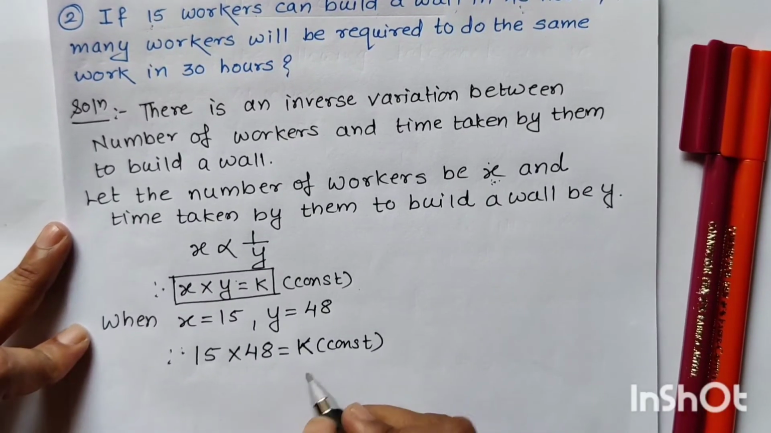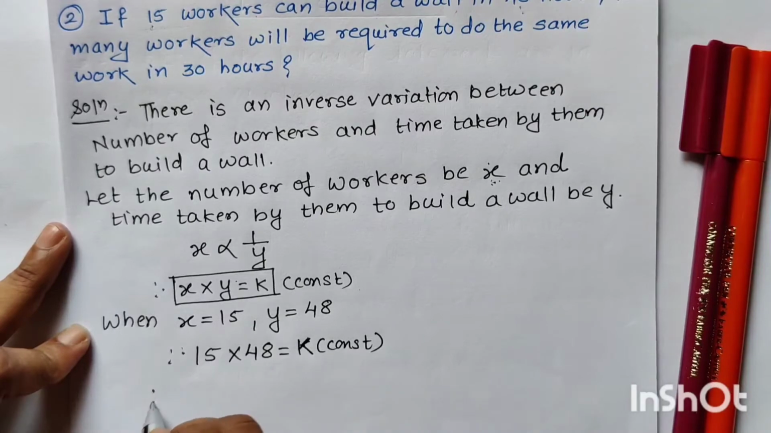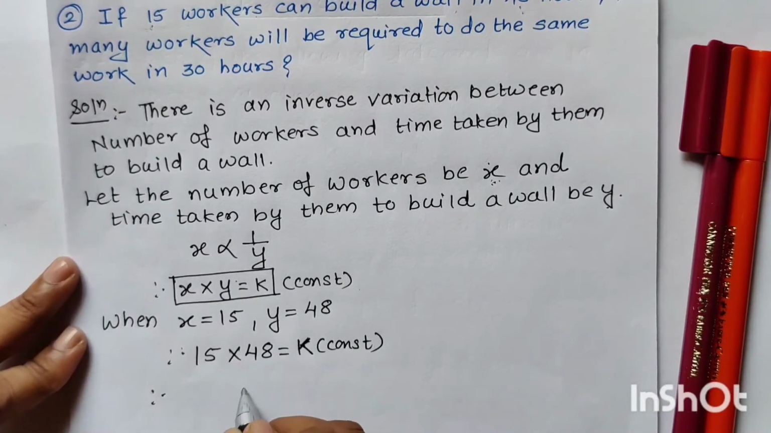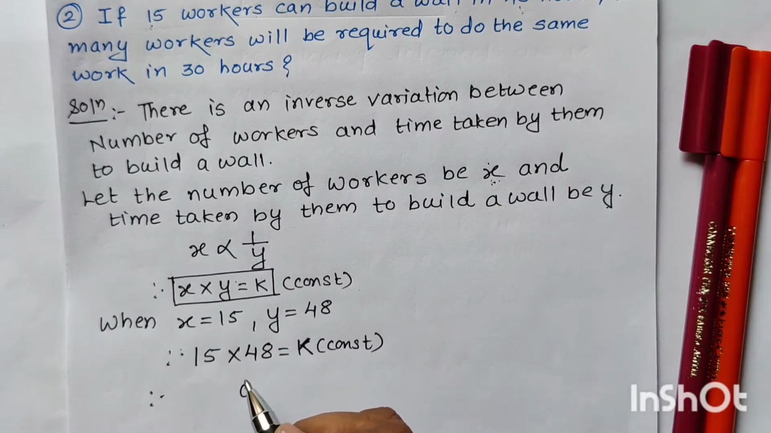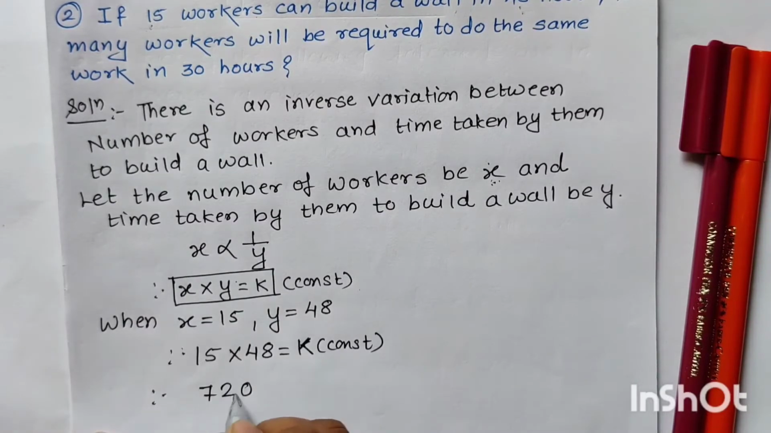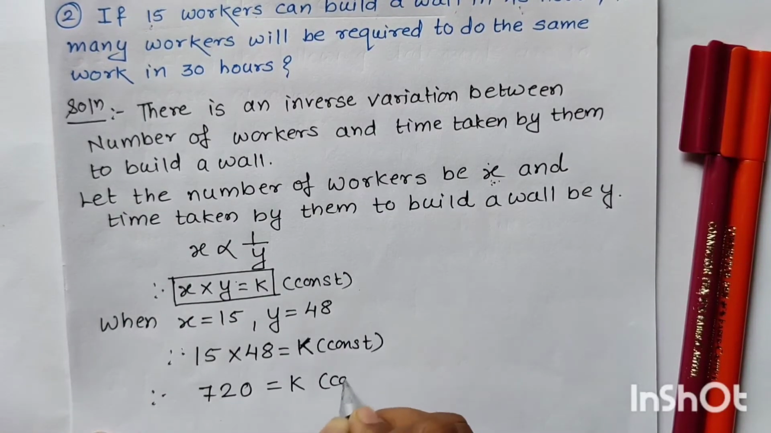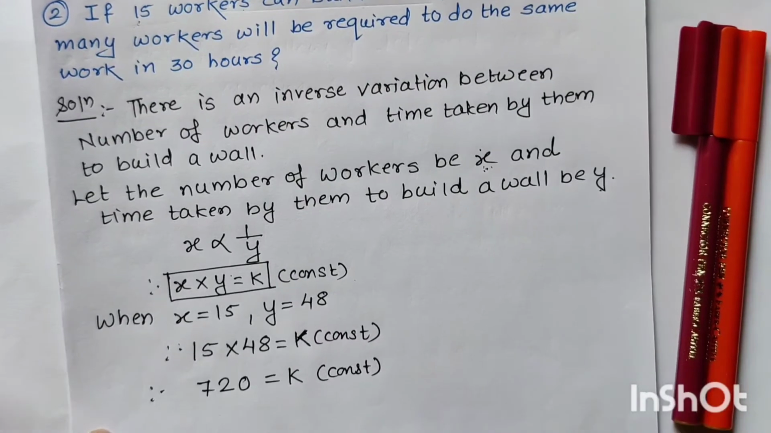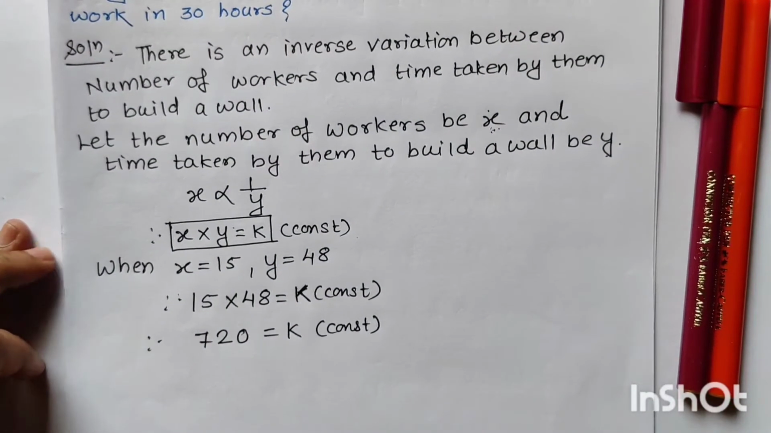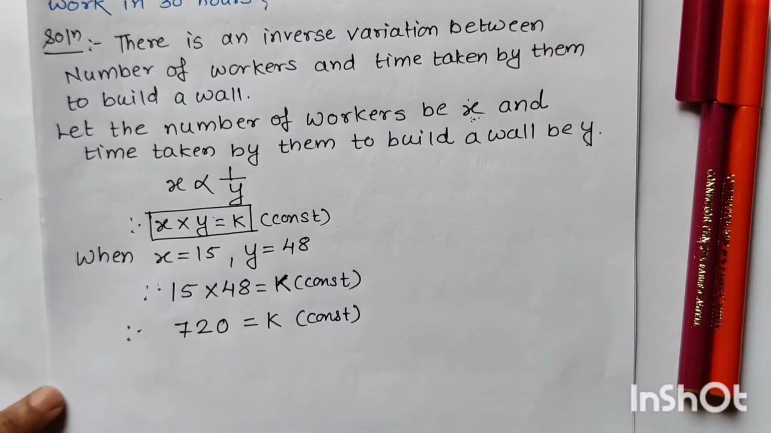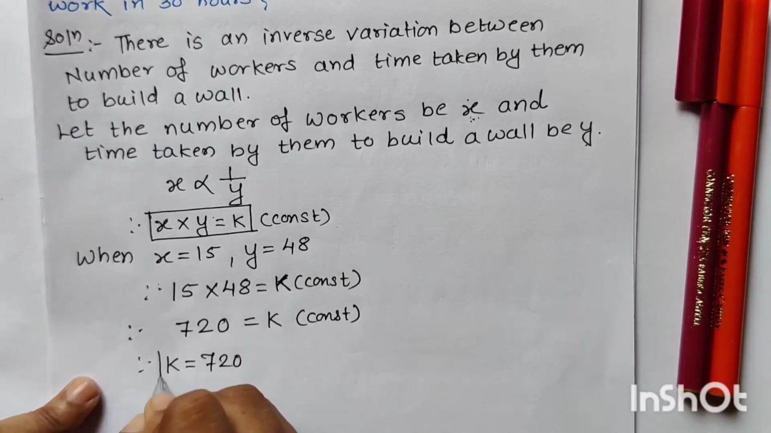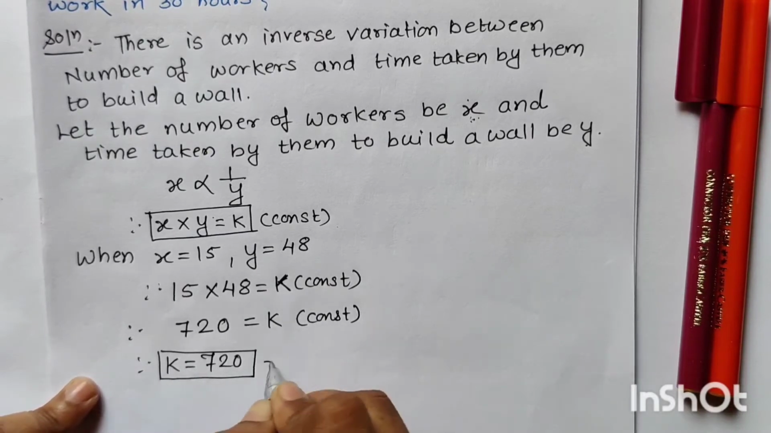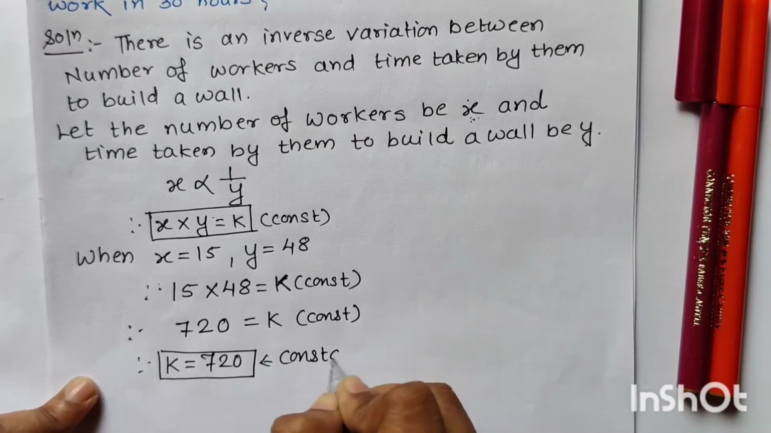Now 15 into 48. 15 8s are 120, 0, 12 carrying. 15 4s are 60. 60 plus 12, we are getting 720 is equal to K constant. So the K value we are getting is 720. So we write it as the constant of variation. After getting the K value, you all know what we have to do. K is equal to 720 is our constant of variation.